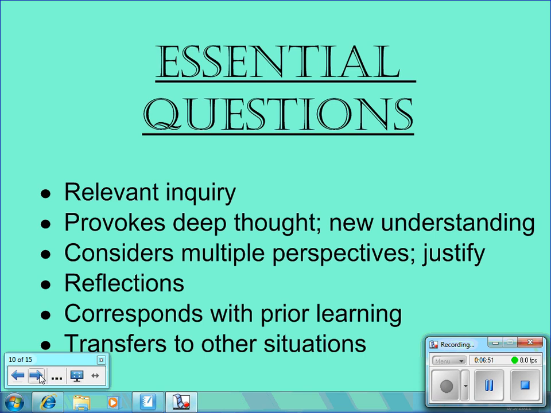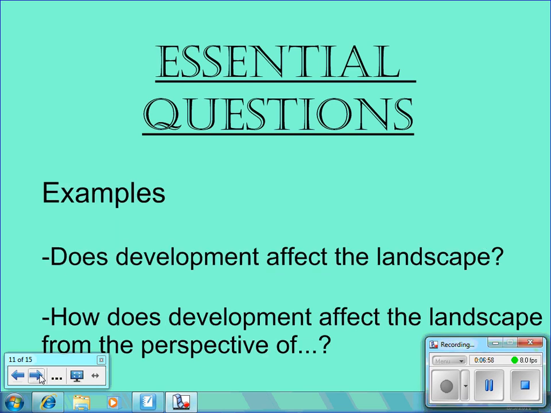The question may or may not sound essential upon first hearing it, but its intent and purpose is what makes it essential or not. For example, this first question, does development affect the landscape? Initially seems like it perhaps is not essential because a yes or no answer would satisfy this question. However, reworded, how does development affect the landscape from the perspective of, does inspire a student to a deeper level of thinking. And this transfers to establishing goals.